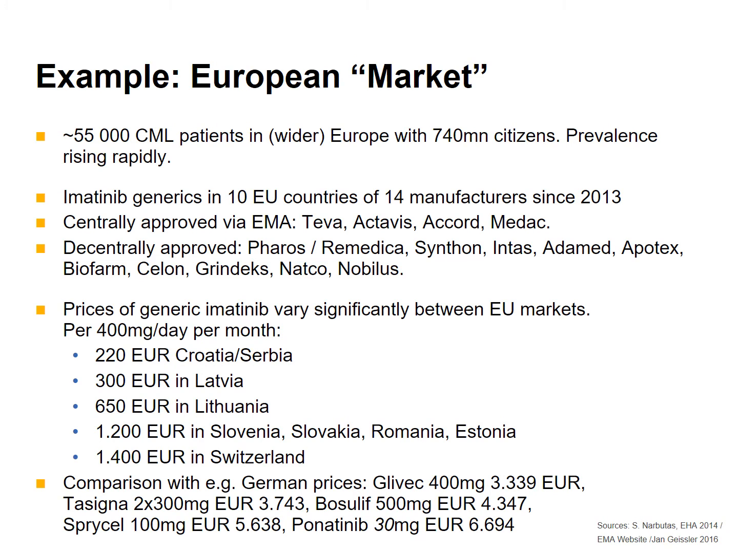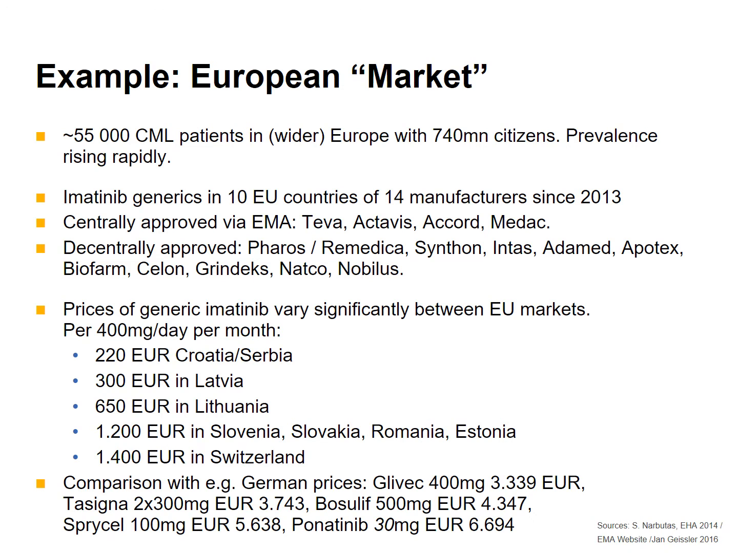Currently, there are imatinib generics already in 10 EU countries, because the expiry date of the patent was different in Eastern European markets, since when they joined the European Union, they had different patent systems at that time. That's why in these markets, the patent expired already in 2013, while in the Western countries, it is expiring this year. So there have been imatinib generics in 10 EU countries from approximately 14 manufacturers since 2013.